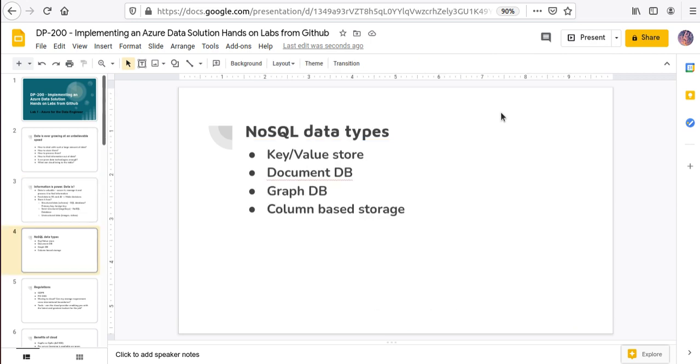All right. So before we move forward, NoSQL data types are very popular these days. And just note that there are 4 different kinds of NoSQL database. We have the key value store.